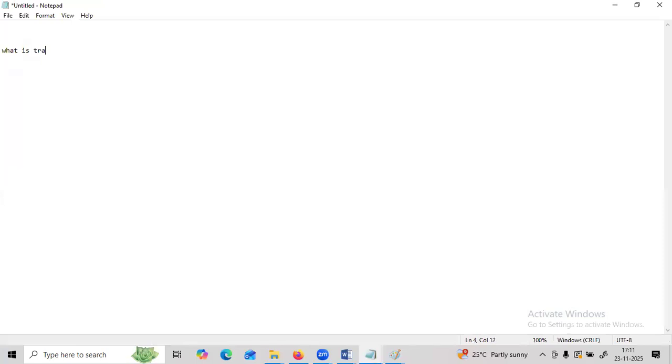What is a transaction? A transaction is a set of T-SQL statements. It is a single statement or maybe multiple statements. What is a statement? If you write any query, that query we can call a statement, like select star from table. This is one statement. So the transaction is a set of statements or a single statement.